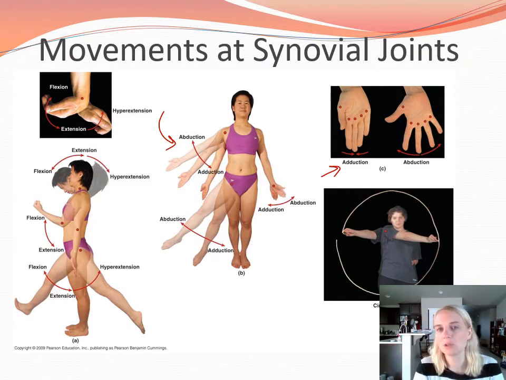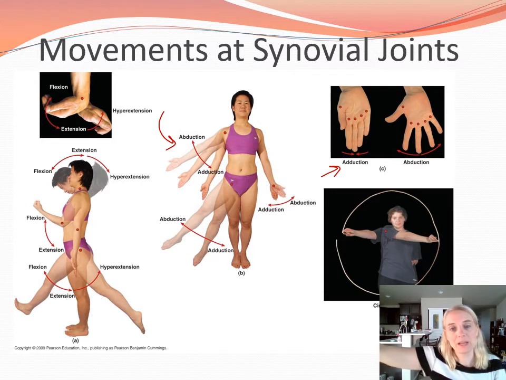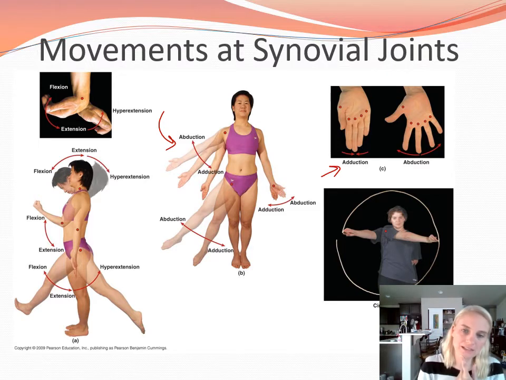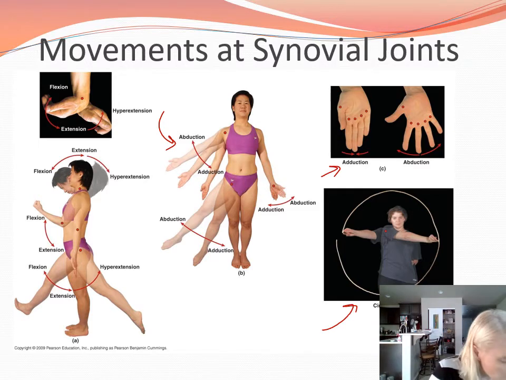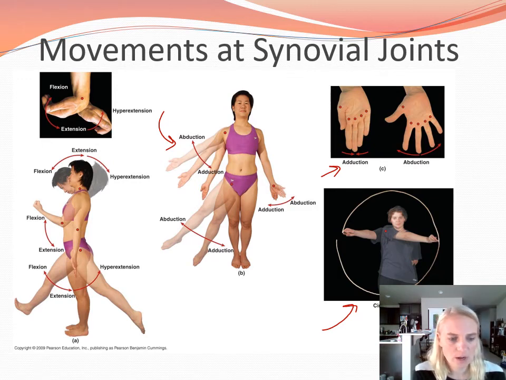So your arms and legs do the most abduction and adduction because there's a midline, right? So moving away from the midline is abduction. Moving back towards the midline is adduction. You can't really abduct or adduct your head because it's not moving away from the midline. It just has to stay put on the midline. Okay. Here's circumduction. We talked about that. So this big part of our movement is like drawing a circle in the air.